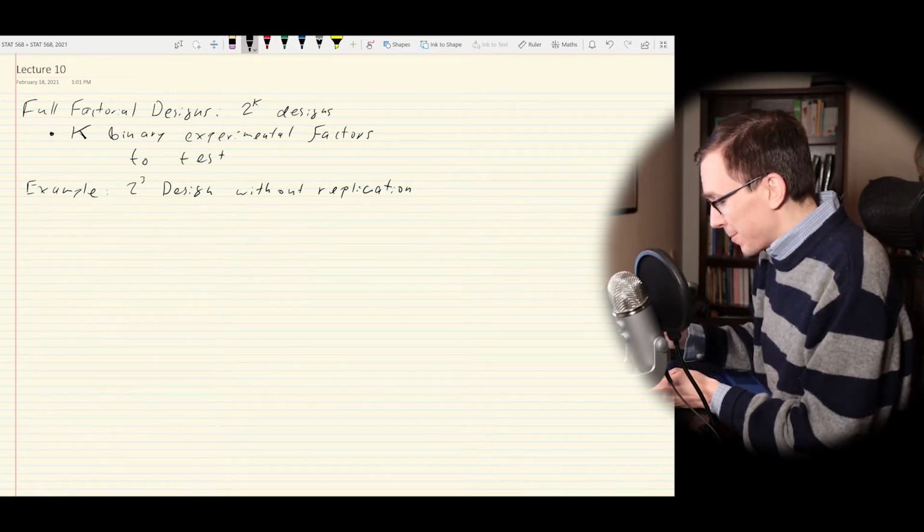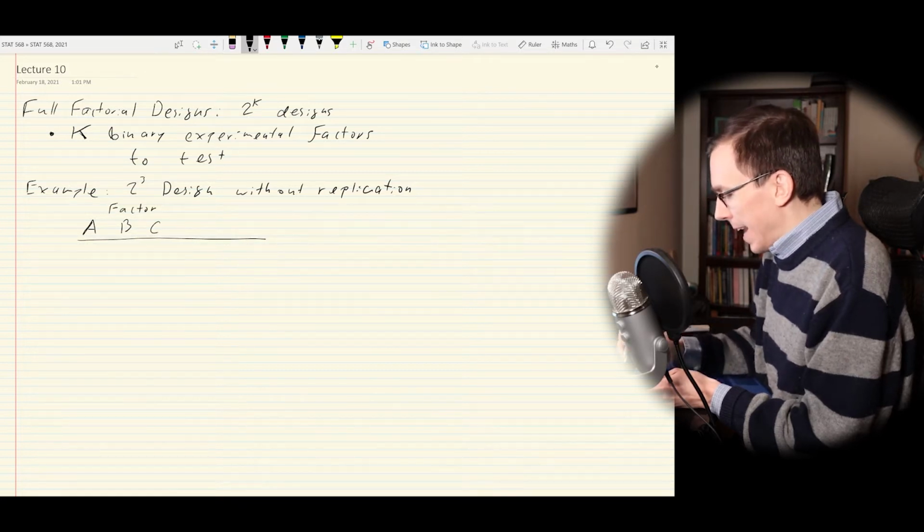Regardless, what we can do is, for our example, our 2 to the 3 design, we can define A, B, and C to be our factors. And then we're going to have our response, or our data.